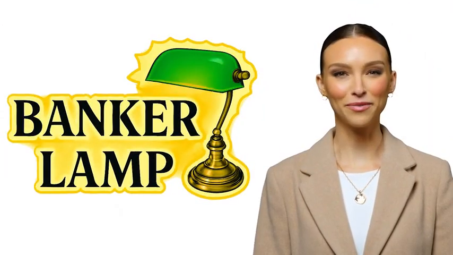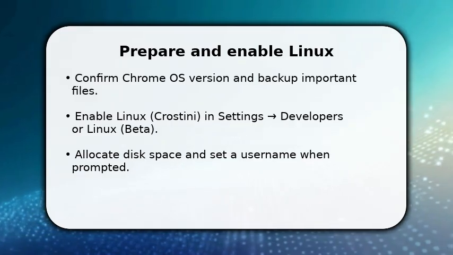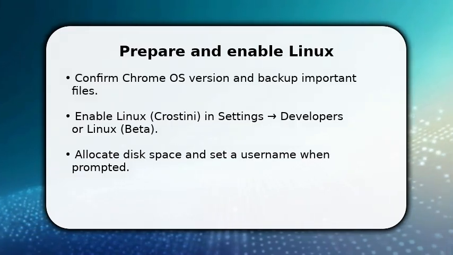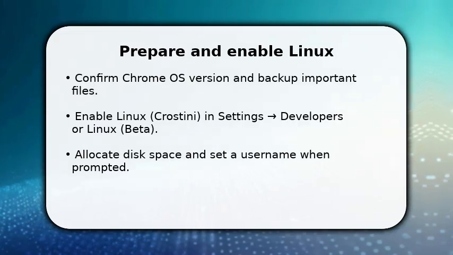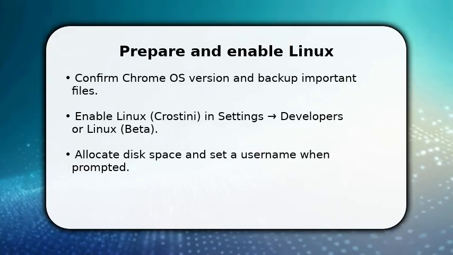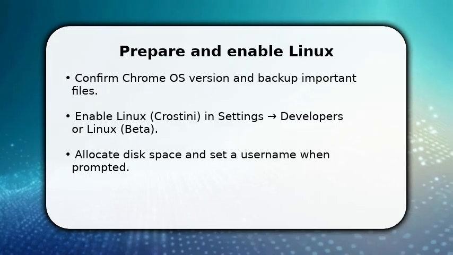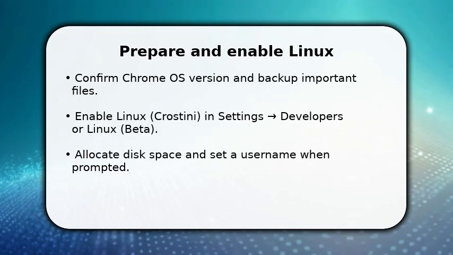Please enjoy the video. You start by confirming Chrome OS is current and backing up files so updates don't risk data. Next, enable Linux Crostini in settings under Developers or Linux Beta. This creates a VM. When prompted, choose disk size and a username, pick enough space for packages. Once done, open the Terminal app, that's your control center.